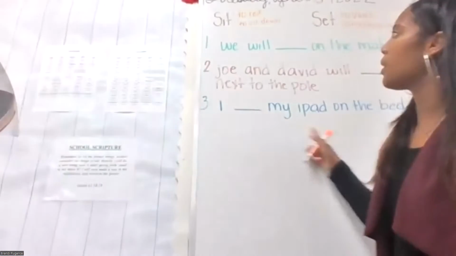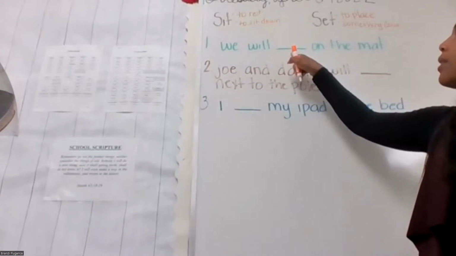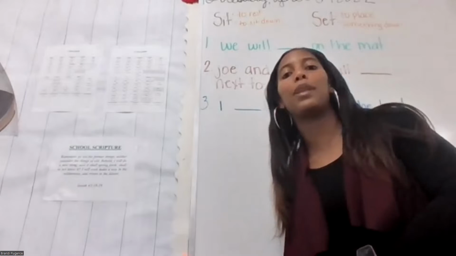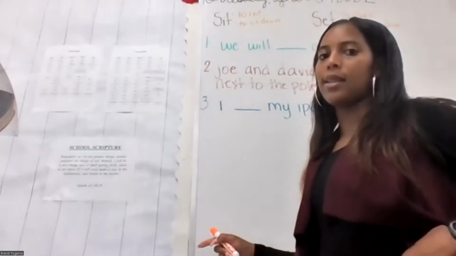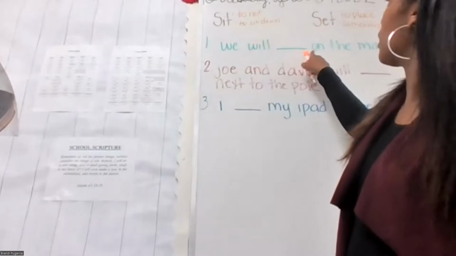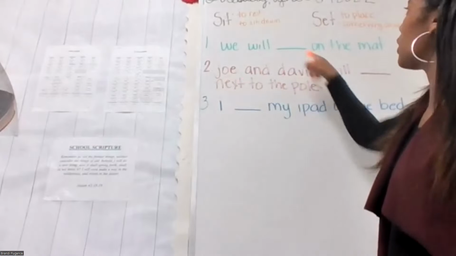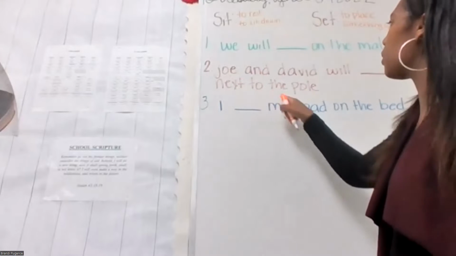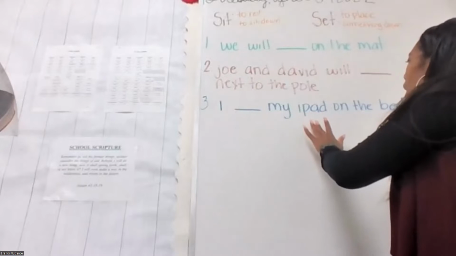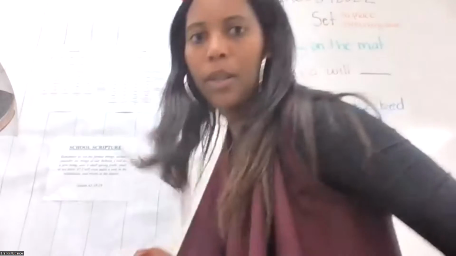So I have 3 sentences here. I want you to copy them and fill in the blank with either sit or set. So you'll really have to read it to figure out whether you're putting sit or set in the sentence, okay? Number 1 says we will either sit or set on the mat. Number 2, Joe and David will sit or set next to the pool. And number 3, I sit or set my iPad on the bed.